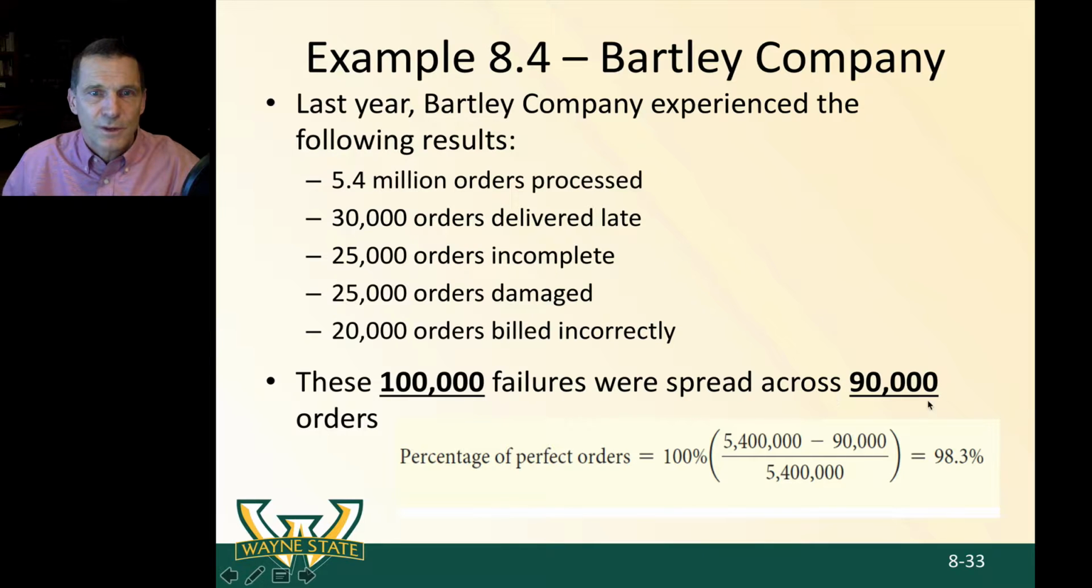All right, so we have 90,000 orders affected, and from a point of view of the rest of these 5.4 million orders, the rest were perfect orders. Okay, so the percentage of perfect orders here would be the 5.4 million minus the 90,000, not the 100,000. The 90,000 orders that were affected, which would, of course, give us the balance of perfect orders divided by total orders, 98.3%.